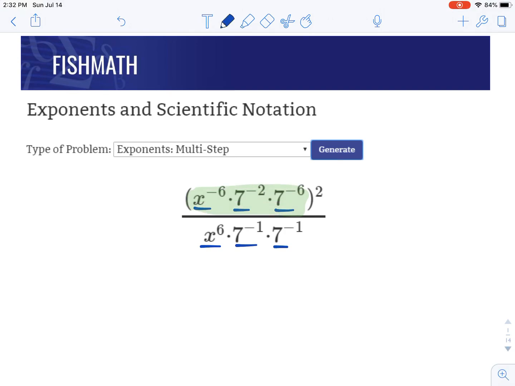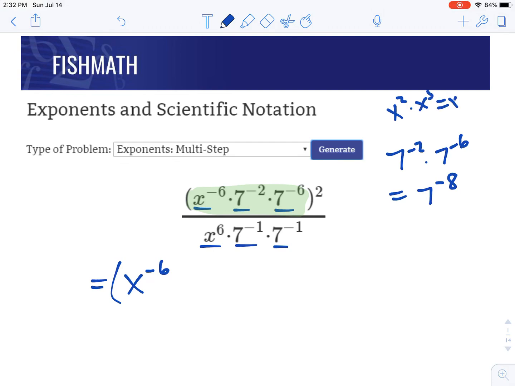We've got multiple powers of 7. The x to the negative 6 is not going to change, so it's still going to be there. But 7 to the negative 2 times 7 to the negative 6, that's our multiplying rule, so we can just keep the base the same, and we can add the exponents to get negative 8. It's like if it's x squared times x cubed, that's just x to the 5th. That's our rule for multiplying with the same base.